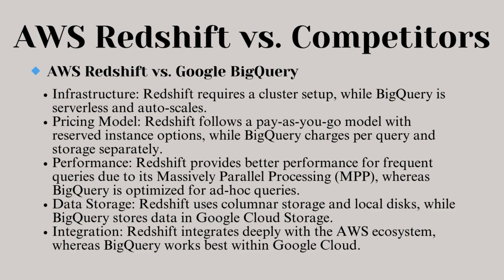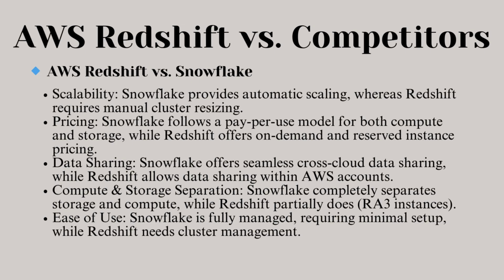Data storage wise, Redshift uses columnar storage and local disk while BigQuery stores data in Google Cloud Storage. Integration. Redshift works best within the AWS ecosystem, whereas BigQuery is tailored for Google Cloud. AWS Redshift versus Snowflake. Scalability. Snowflake provides automatic scaling, whereas Redshift requires manual cluster resizing.